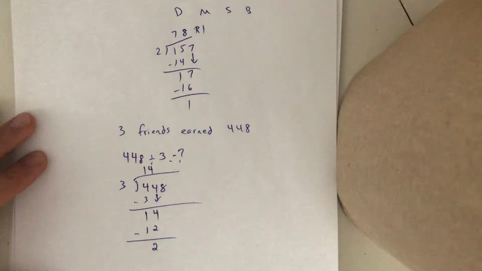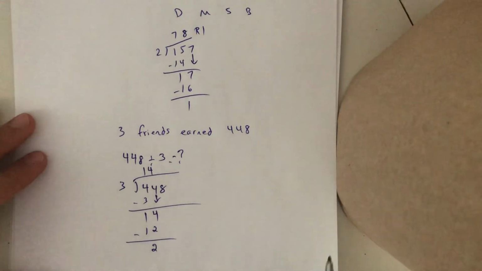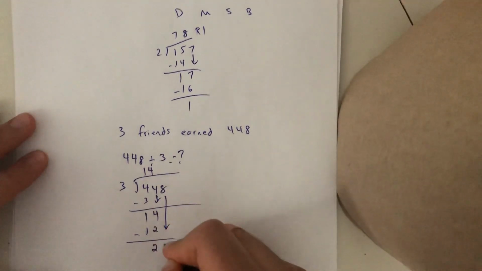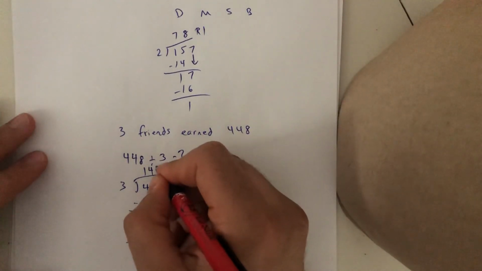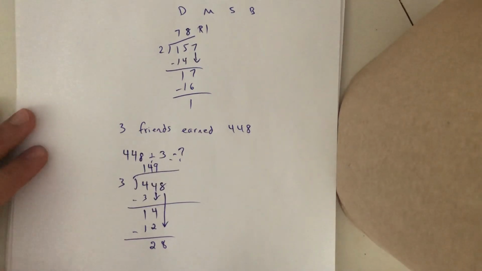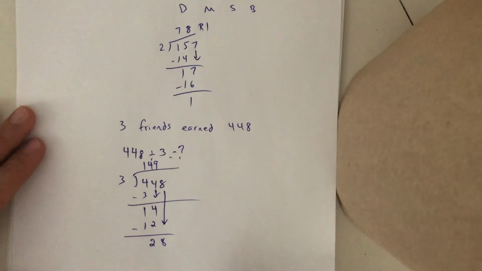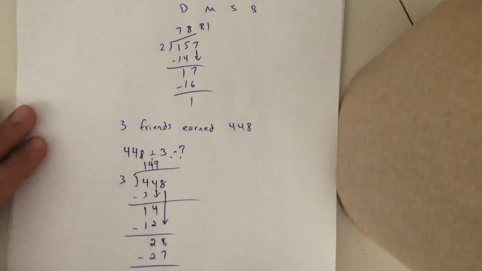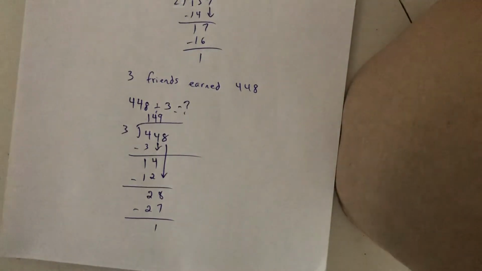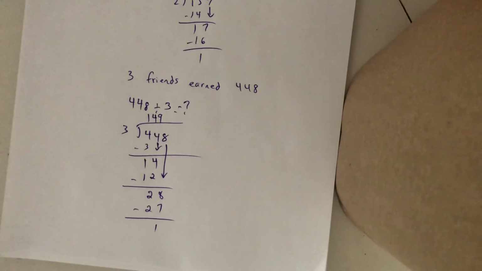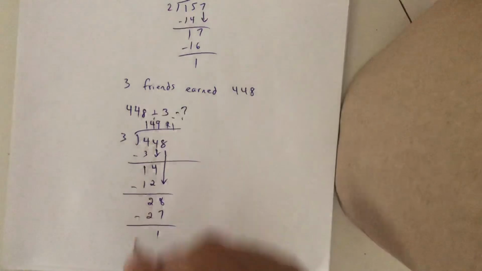14 minus 12 equals 2. How many times can 3 go into 2? That's not going to happen, so we must bring down the 8. How many times can 3 go into 28? It could go into it 9 times. What is 9 times 3 equals to? It is equal to 27. 28 minus 27 equals 1. No more numbers to drop down. We are done. $448 got split amongst 3 people. Each person got $149, and we had a remainder of 1.